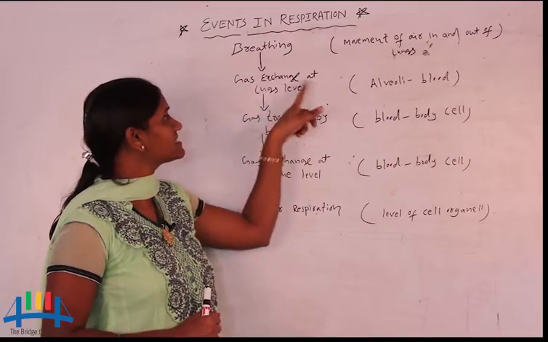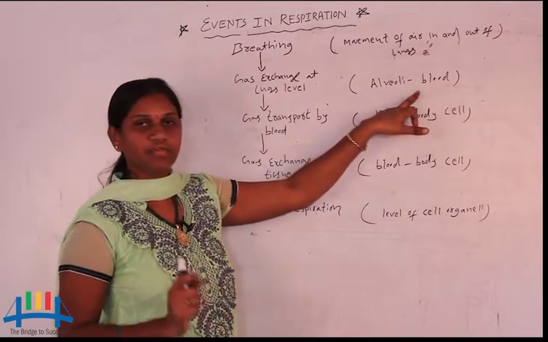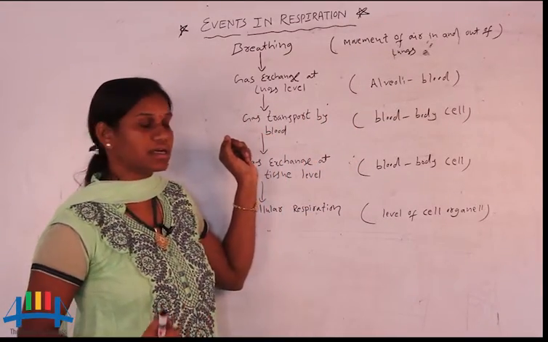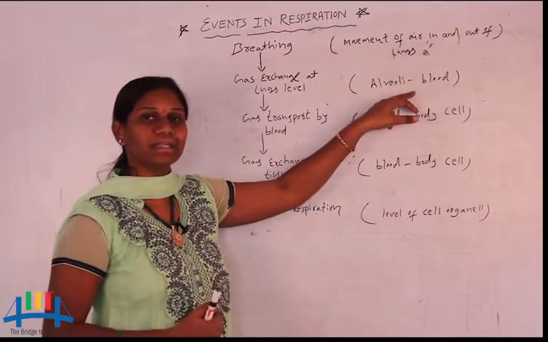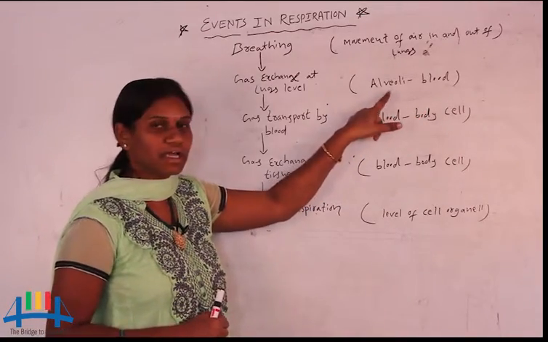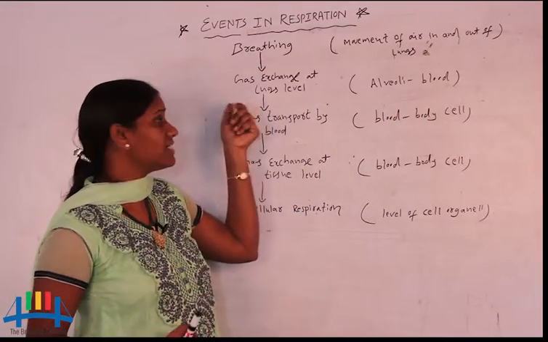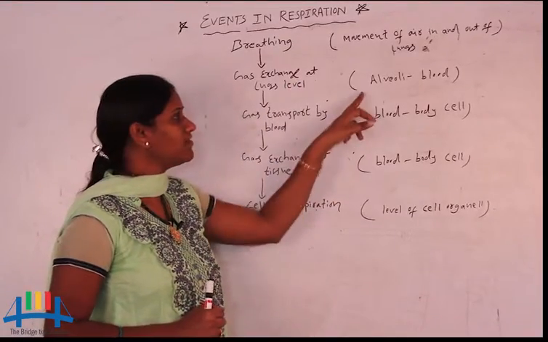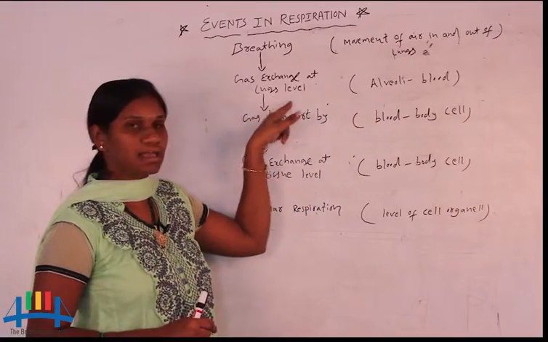Then second, gas exchange at the lungs level. Here blood is a very important part for transportation, or for whatever exchange of gases is taking place. Why? Because blood is connected to every part of the respiratory organs. So alveoli and blood, the two major parts, are involved in the second level, gas exchange at the lungs level. What is alveoli? Alveoli is the structural and functional unit of the lungs.